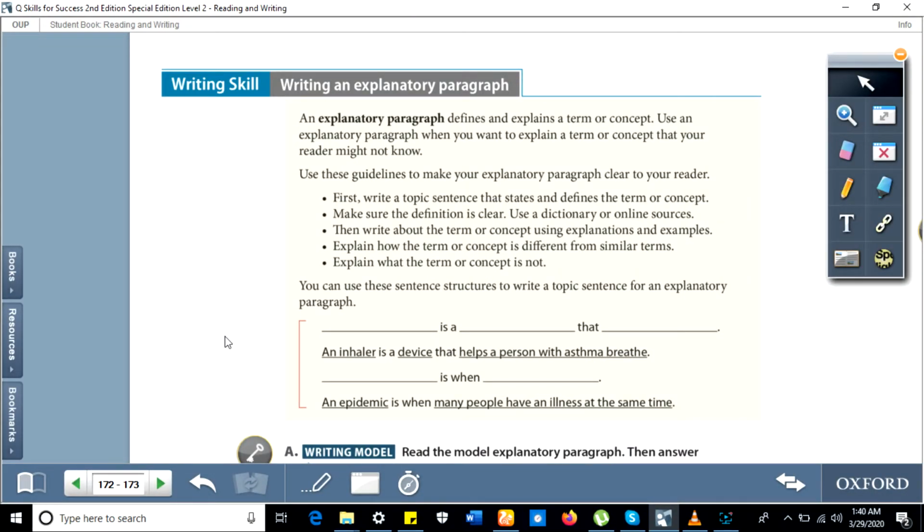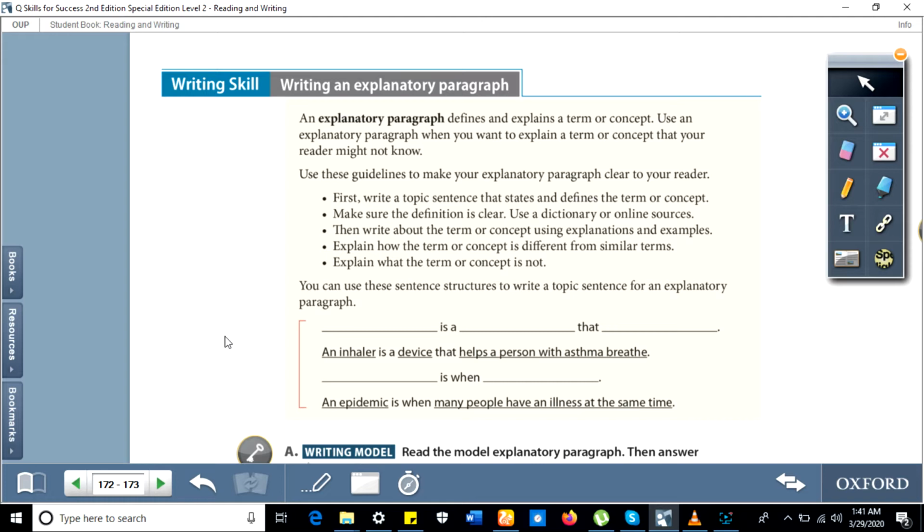Today we're going to talk about Q Skills Level 2 book, Unit 8, Writing section, and the topic is Writing and Explanatory Paragraphs. Just like we talked about the opinion paragraphs, this one is the explanatory paragraphs.